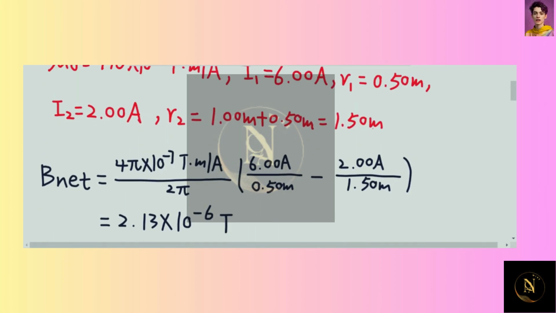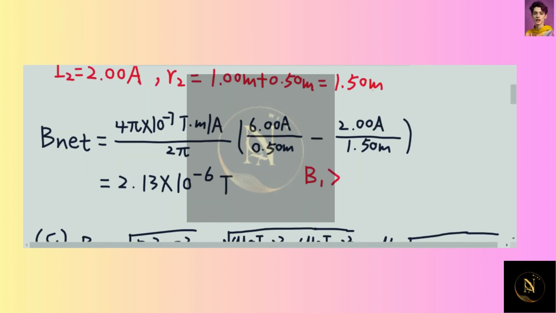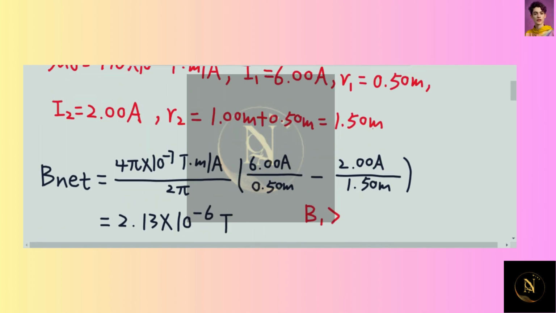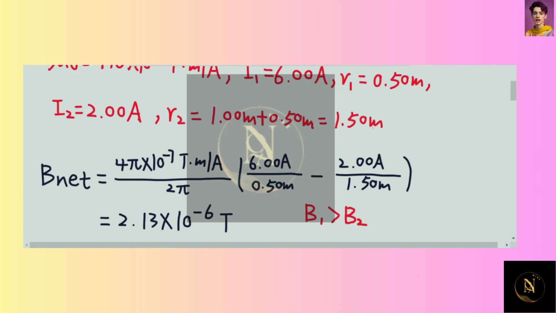And since we know that B1 is greater than B2 because it's closer, and also the current is larger, therefore the direction of the net magnetic field at point Q should be the same as the direction of B1, which is to the right side.